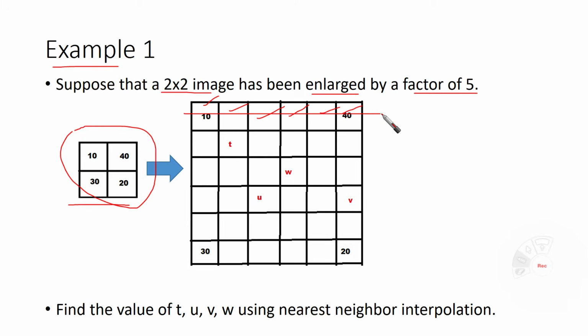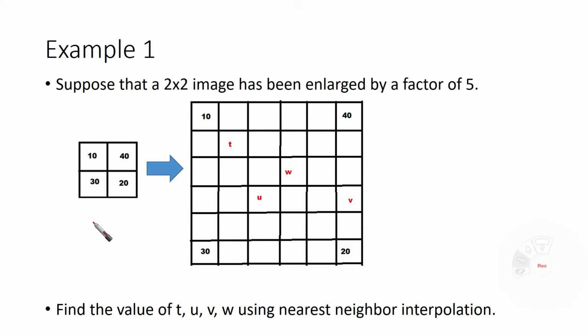So in this axis, the x-axis, it has been enlarged by a factor of 5, and also in the y direction we have 0, 1, 2, 3, 4, 5. So it has also been expanded by a factor of 5, or 5 times. So that means this 2 by 2 pixel image, when we enlarge it by a factor of 5, now becomes a 6 by 6 pixel pattern, a 6 by 6 array size.